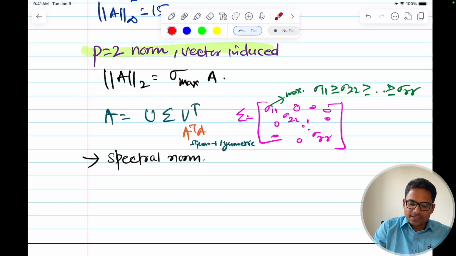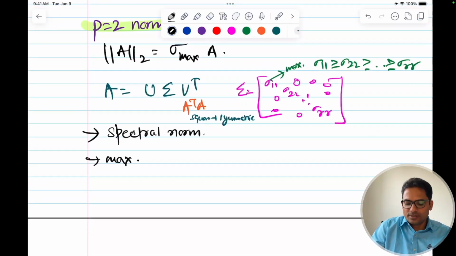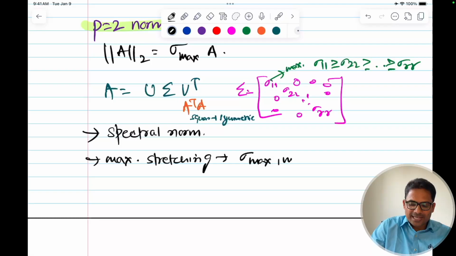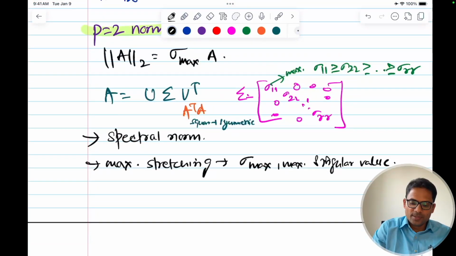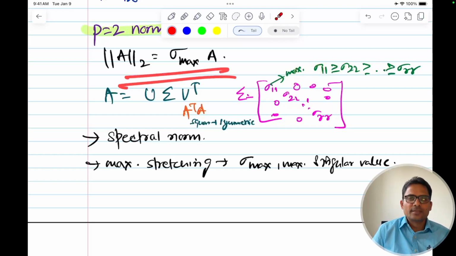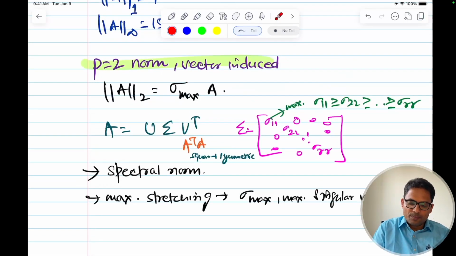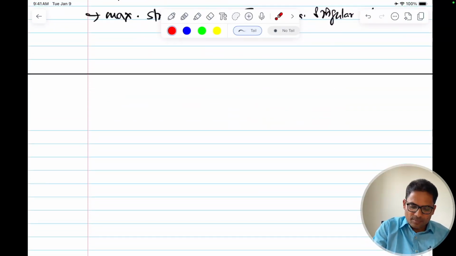So the max stretching, again, is always what these vector norms are measuring, and here this max stretching is given by sigma max, the maximum singular value. After I do the singular value decomposition, my top one will be that, and that's your spectral norm or P2 norm, vector induced, for a matrix. So let's do an example so that you understand.